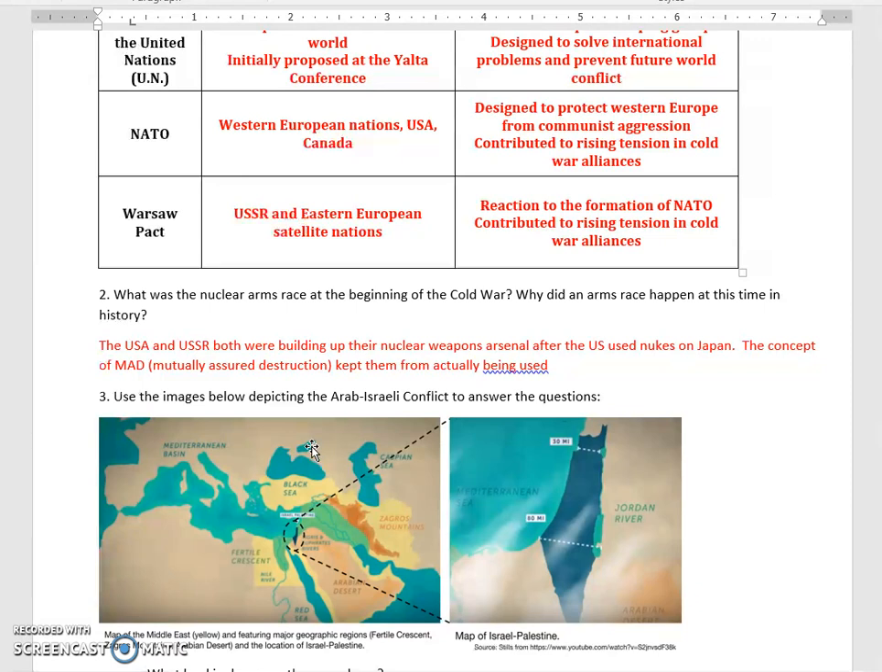Nikita Khrushchev was the Soviet leader who really helped to spread the arms race. He was responsible for putting the nuclear weapons in Cuba, and he was very friendly with other communist nations.